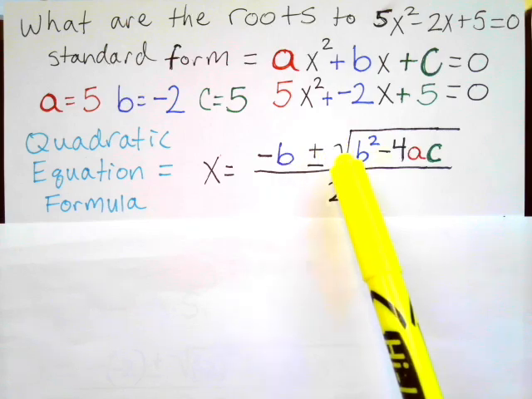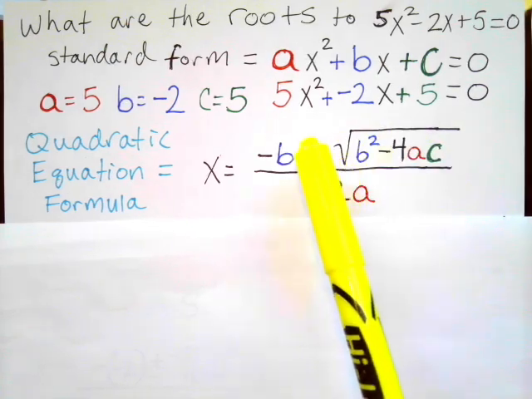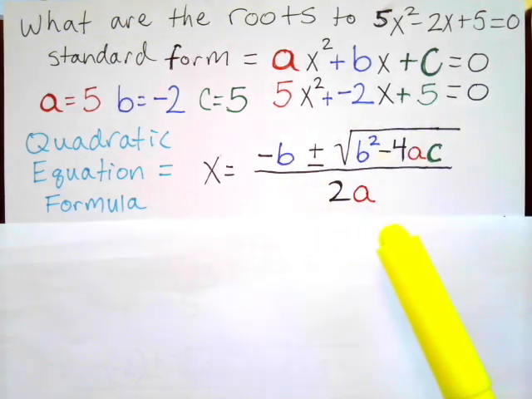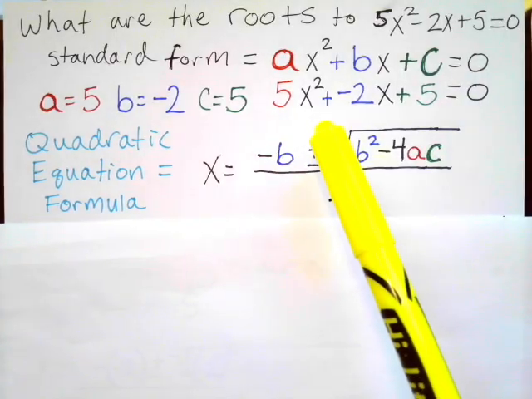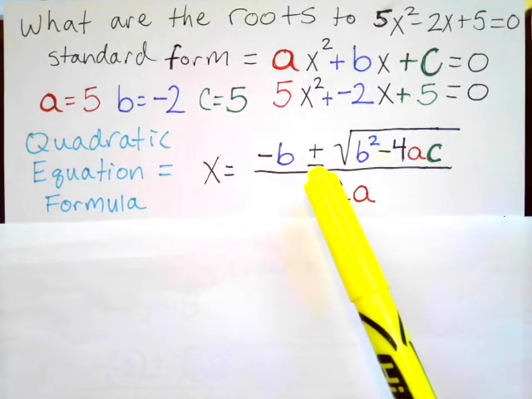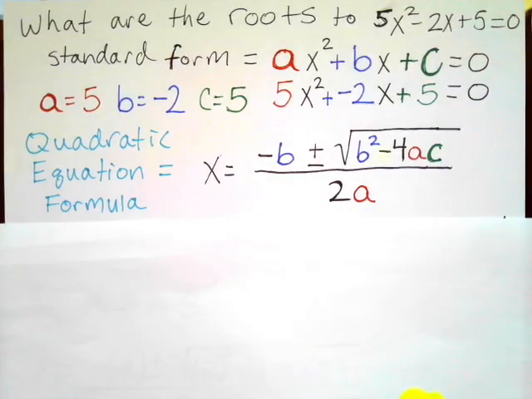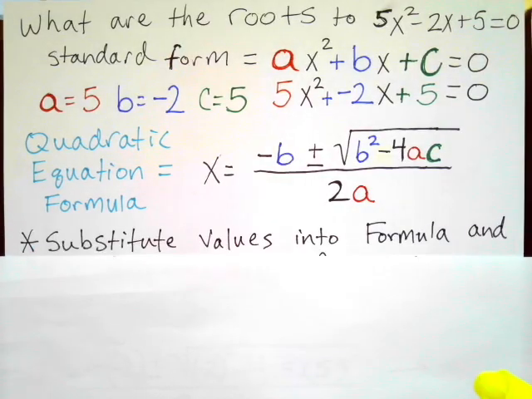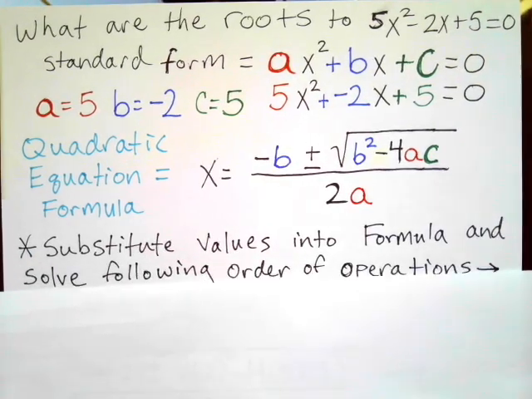And don't forget, anytime you have a radical, square root, cube root, fifth root, fourth root, it's always going to be plus and minus. I'll explain that a little bit further as we get along. So substitute the values into the formula.